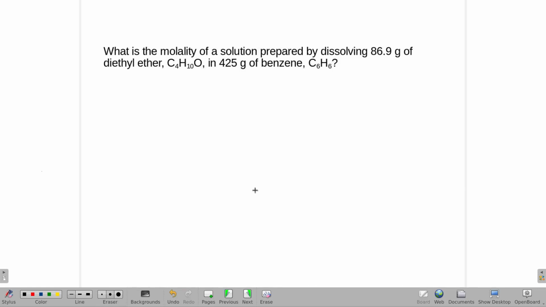What is the molality of a solution prepared by dissolving 86.9 grams of diethyl ether in 425 grams of benzene? All right, now it doesn't actually specify what it's of, so we're going to go with the rule that the one that's the smaller amount is the solute and the other one is the solvent. So since this is molality, we're going to want to have moles of our solute on top. So we need to get a molecular weight of our diethyl ether.